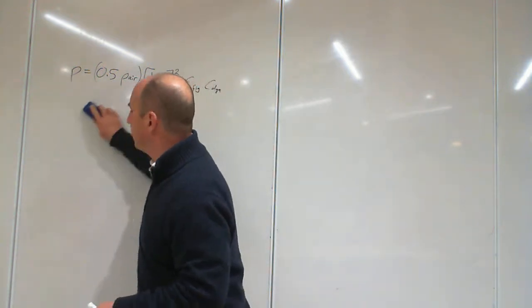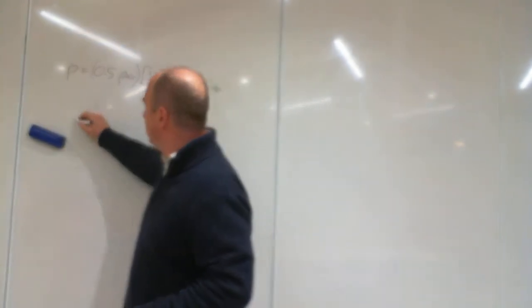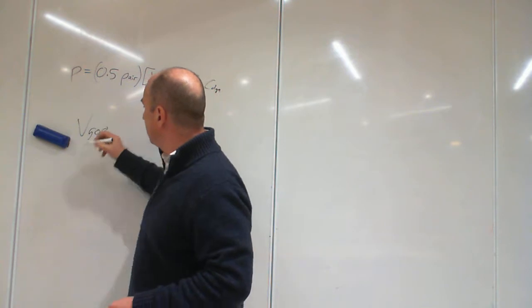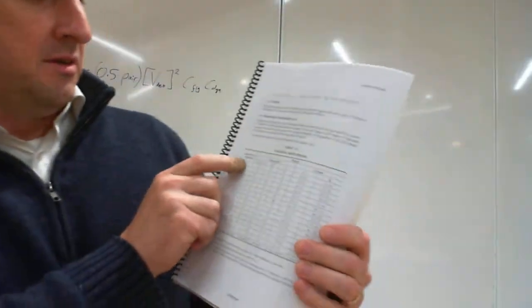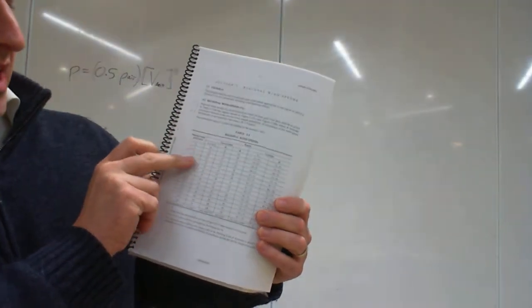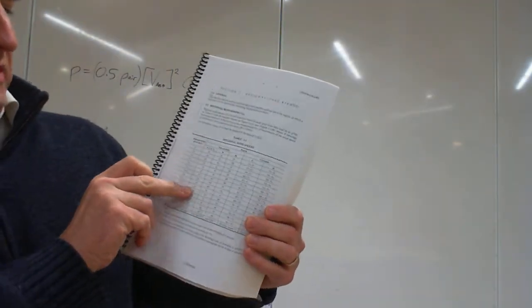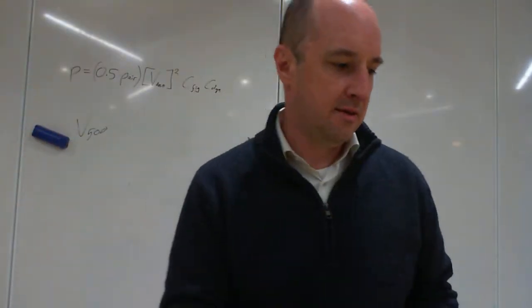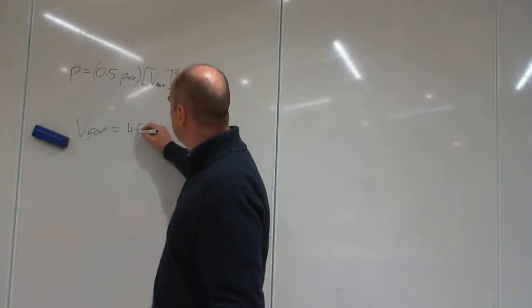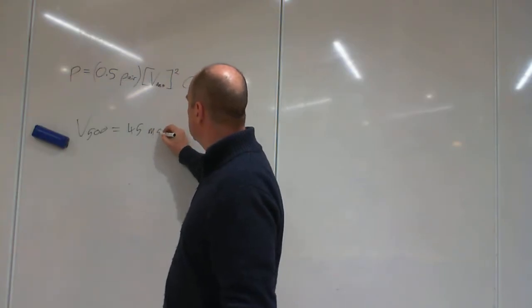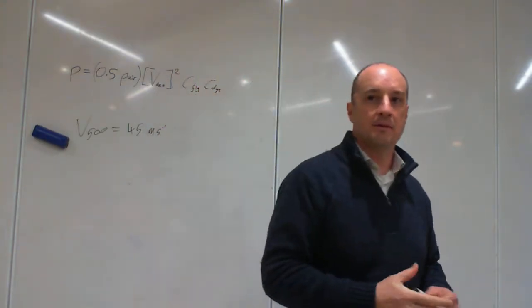All right, so we're going for a V500. Out of this table, if I go down there, regions 1 to 7A, V500 is 45 meters per second. All right. So V500 is 45 meters per second.